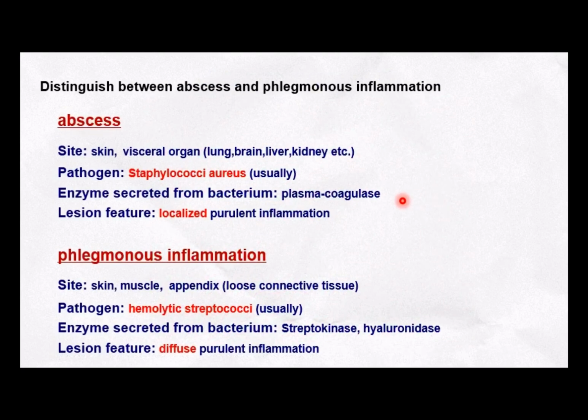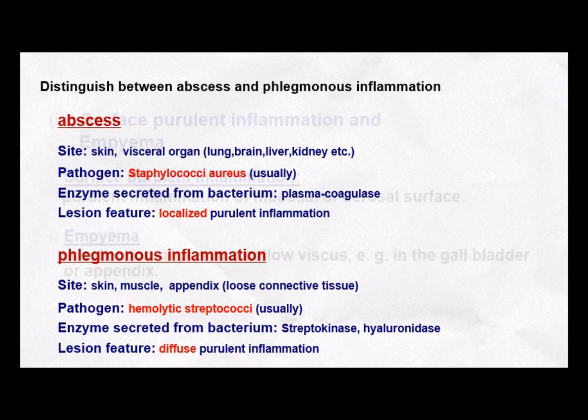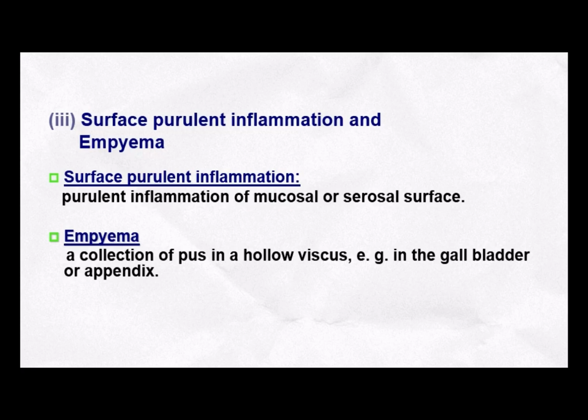It's important to distinguish between abscess and phlegmonous inflammation. Both are purulent inflammation, but there are many differences between them. The main difference is that the abscess is a localized purulent inflammation, and the phlegmonous inflammation is a diffuse purulent inflammation. Surface purulent inflammation is a purulent inflammation of mucosa or serous surface.